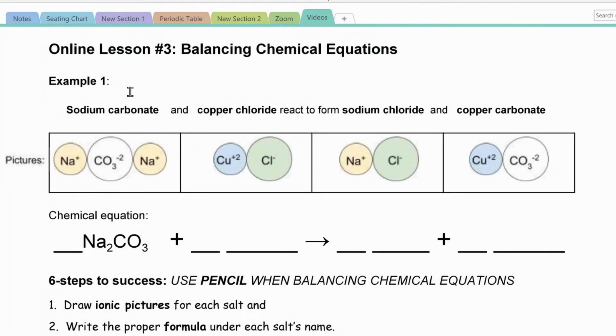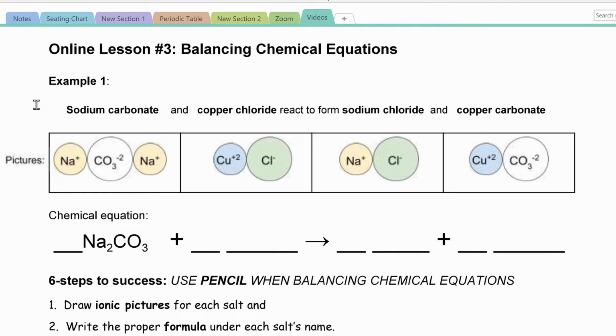Chemists have a notation they use to summarize what is going on in a chemical reaction like the one you just saw. This notation is called a chemical equation. Today, we will learn how to translate a chemical reaction written out in words into a chemical equation. This sentence here describes the reaction you just saw. Sodium carbonate and copper chloride react to form sodium chloride and copper carbonate.